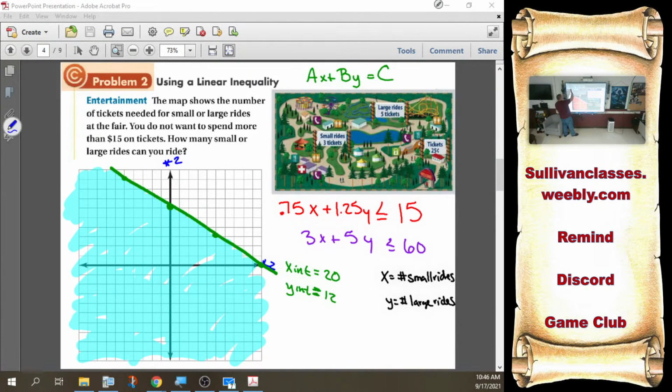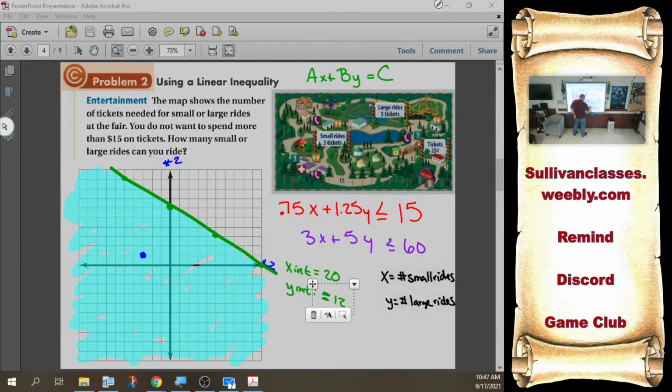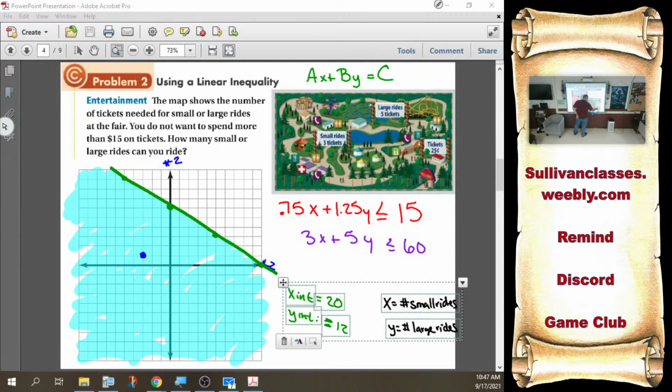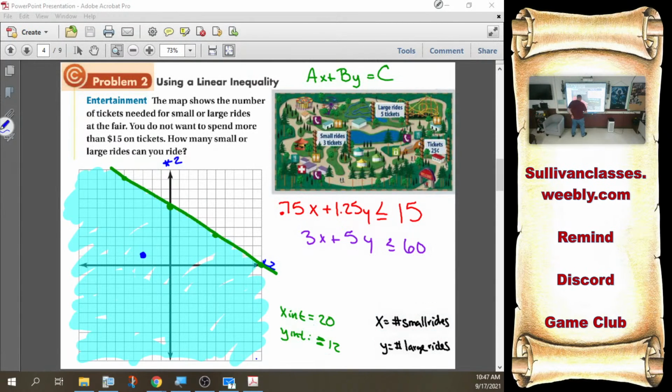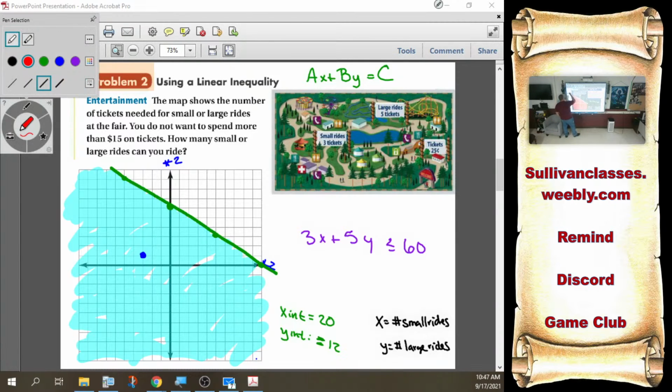Riddle me this, Batman. How are you going to ride -6 small rides and +2 large rides? Like, you can't do that, right? So that starts to get into, do you remember systems? Come on, you, Frank. In systems, you didn't just have the one inequality, you had multiple.